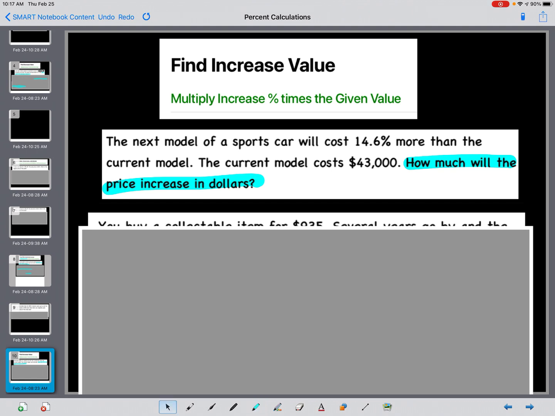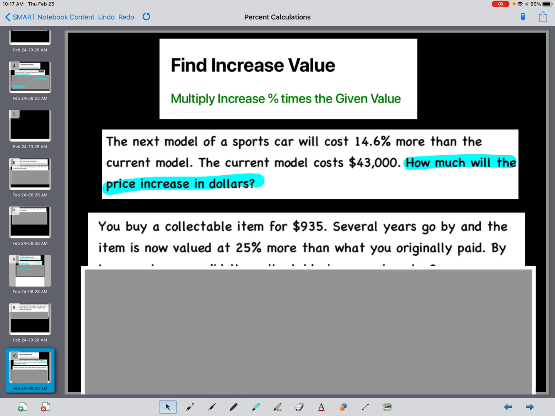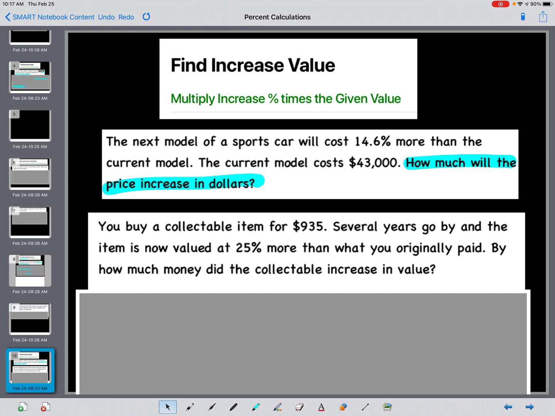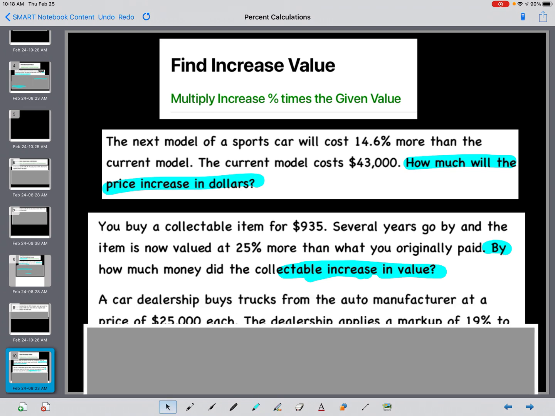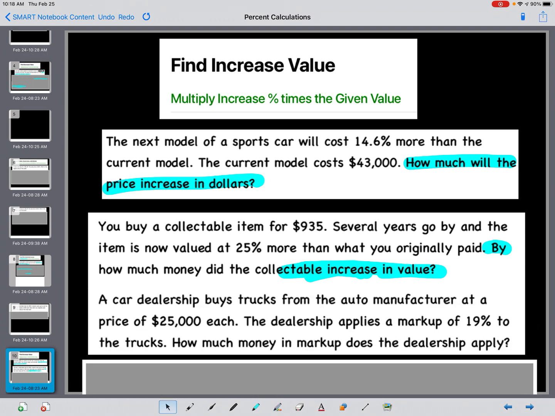Completely different question. Here it says you buy a collectible item for $935 several years ago. The item is now valued at 25% more than what you originally paid. And so now, by how much money did the collectible increase? So by how much did it increase in value? It directly asks for the change, the dollar value change.